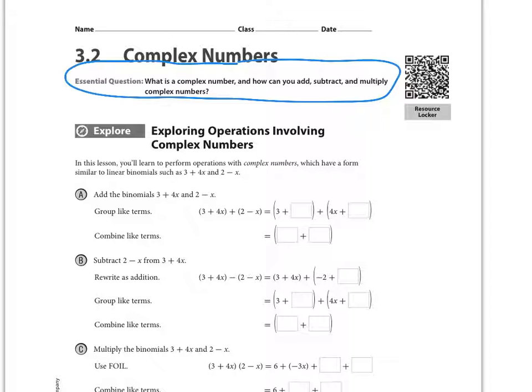Your first page here in the book goes through how to add, subtract, and multiply binomials. And then you combine like terms. You're going to use the same strategies for complex numbers. So go ahead and turn to the next page.